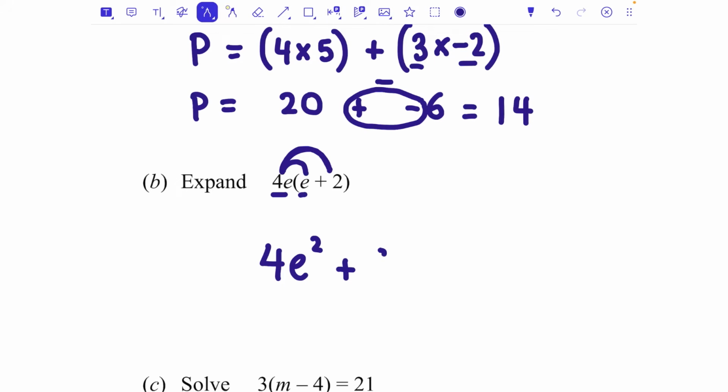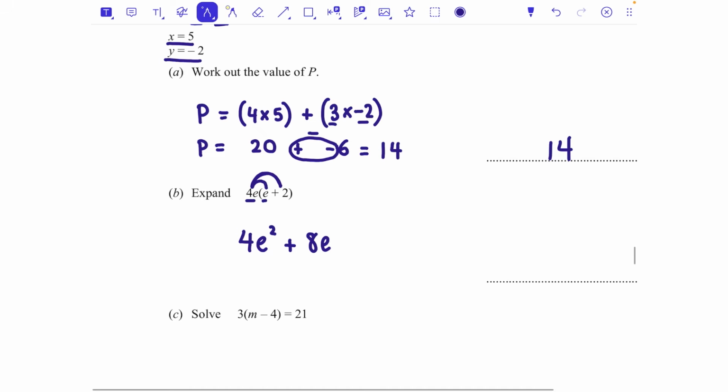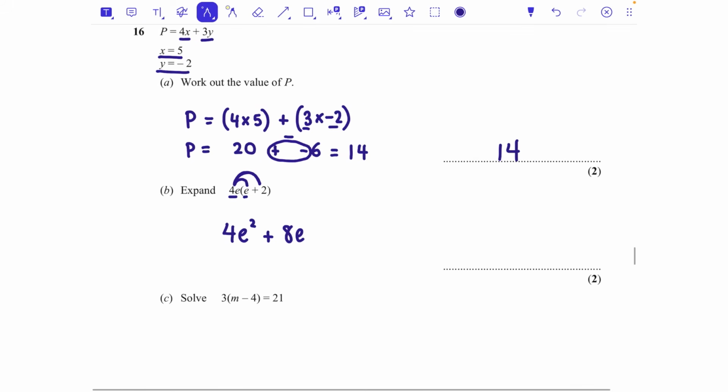And now I need to do 4e times 2. And that's going to be 8e. And that's positive, so we can put a plus in between. I can't add those two together. They're not like terms. One of them's an e squared and one of them's an e. So I can't make it 12 anything. It's 4e squared, add 8e as my final answer.